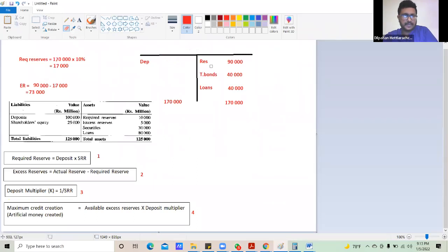So I have to change the values now. Deposits are there, required reserves are there. What I do is I don't split the reserves; I will split the reserves as they have done in the balance sheet. These values are not relevant now.